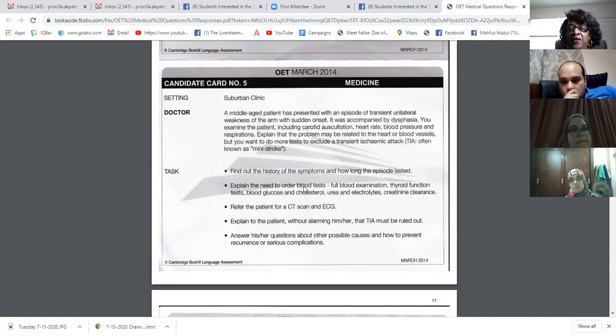One of the reasons we need to have a blood test is to determine the extent of the problem with your thyroid. And we can determine this by having tests. We can do a blood glucose and cholesterol test. We can check your creatinine clearances. We can also refer the patient for a CT scan, which is for blah, blah, blah, and an ECG, blah, blah, blah. And if I don't know, we could also tell the patient that we are trying to rule out TIA. A TIA is whatever, whatever, whatever.